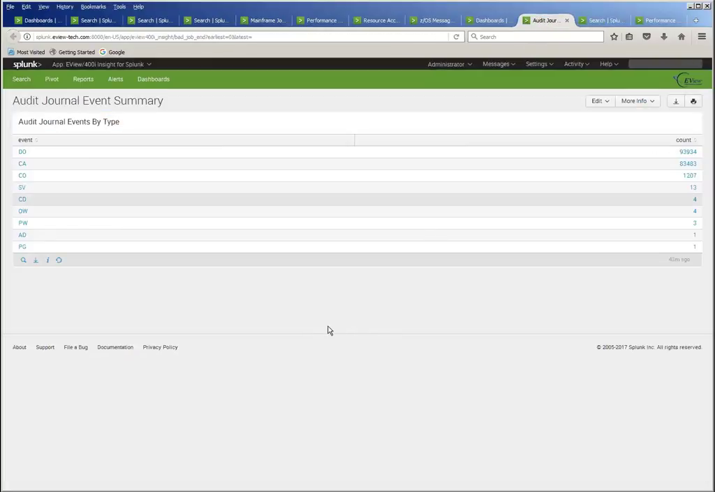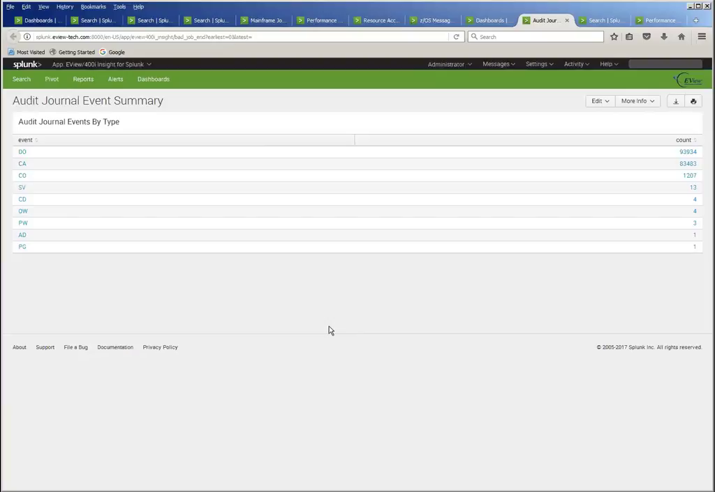In terms of security monitoring, system audit journal data is an important type of data for looking at what's happening with the security environment on the IBM iSeries systems. In this dashboard, we're looking at several different types of security audit events that have occurred, and they've been summarized by event type. So, for example, the top event type, DO, is a delete object event. Any of the event types that are being monitored in the system audit journal can be looked at.